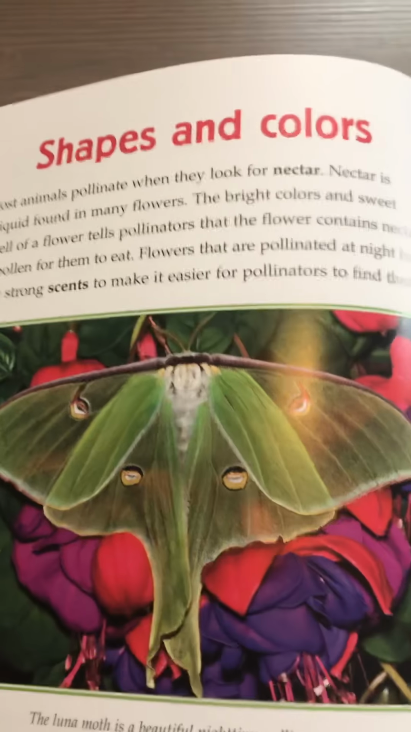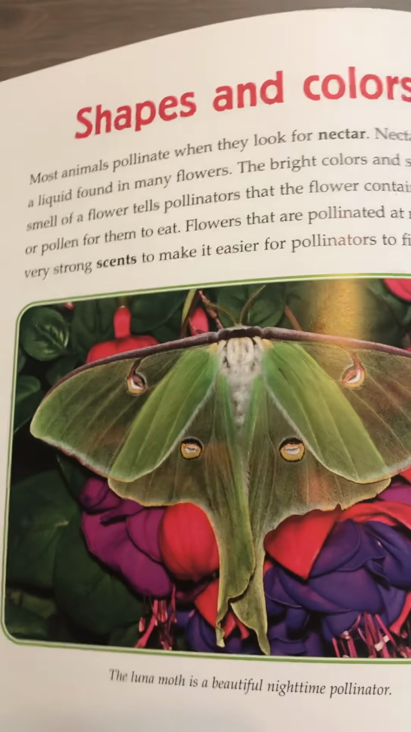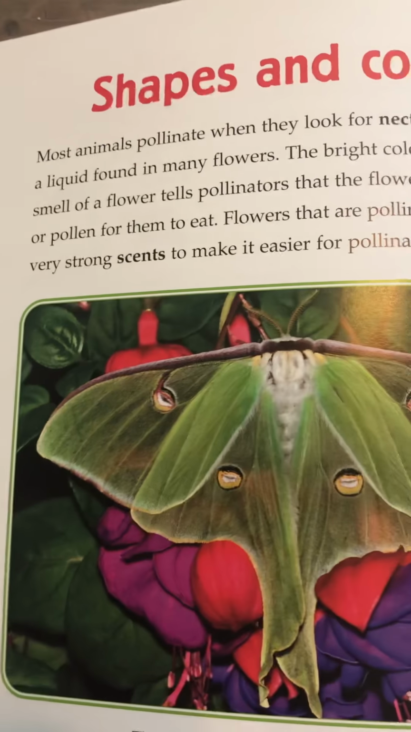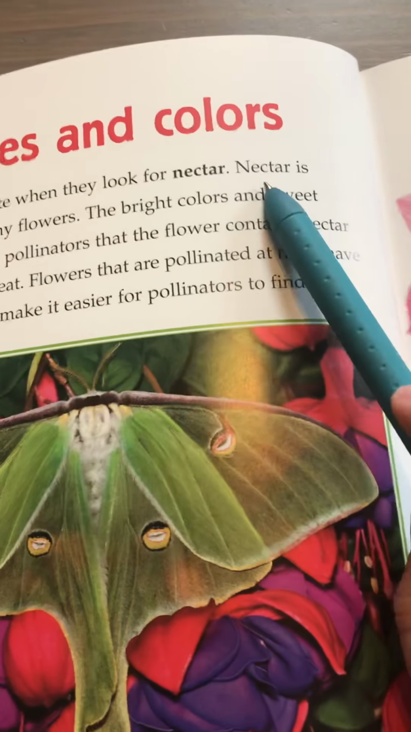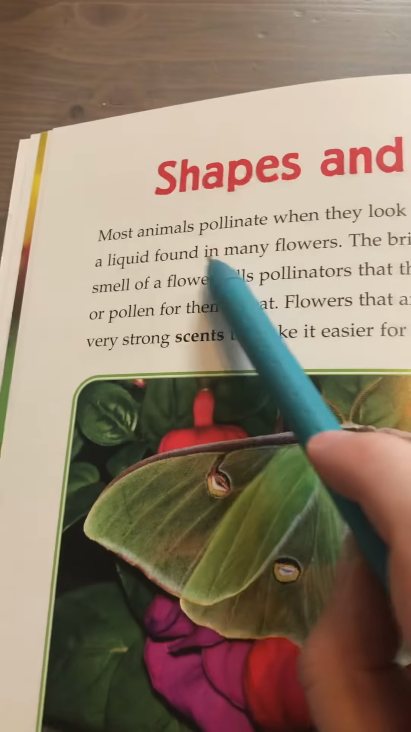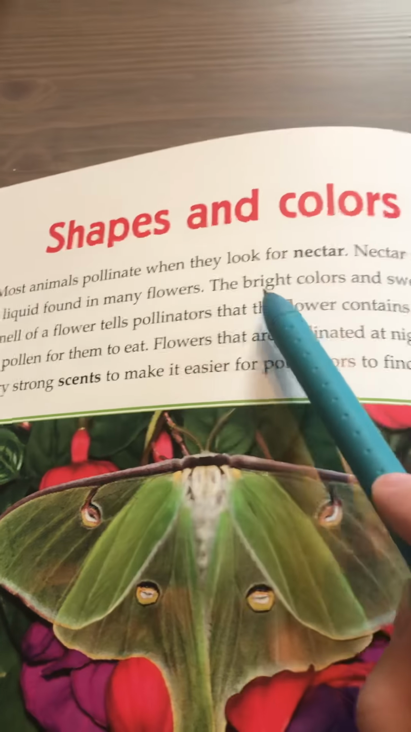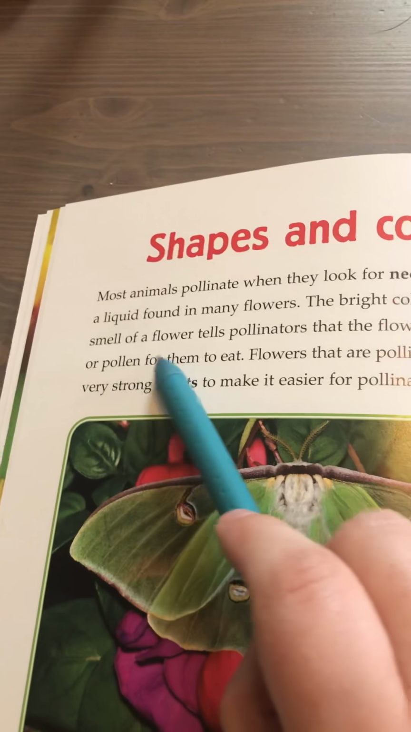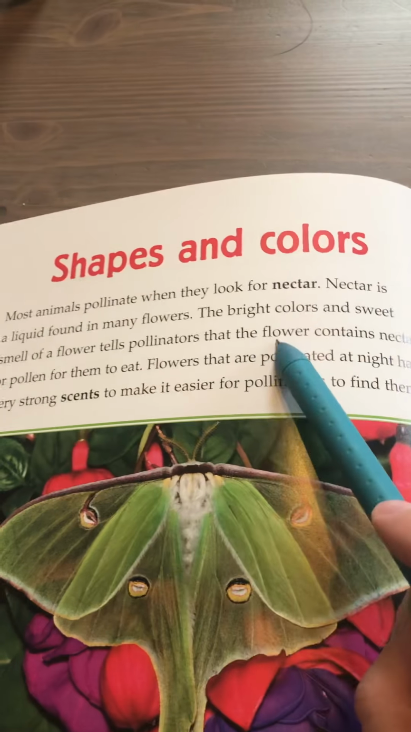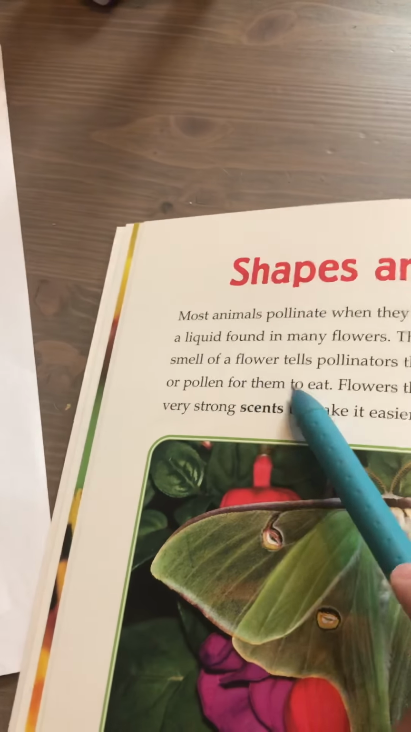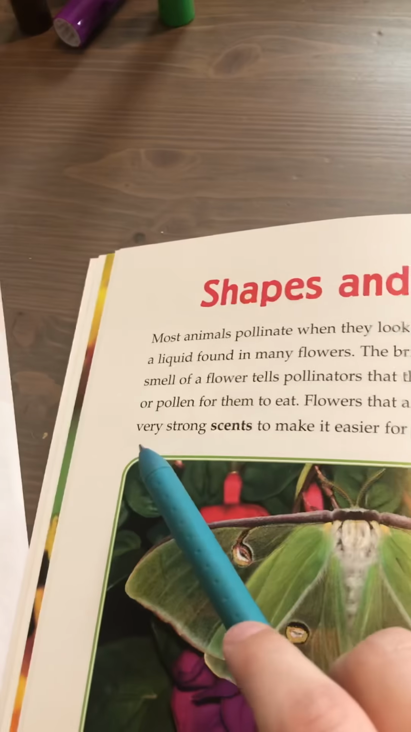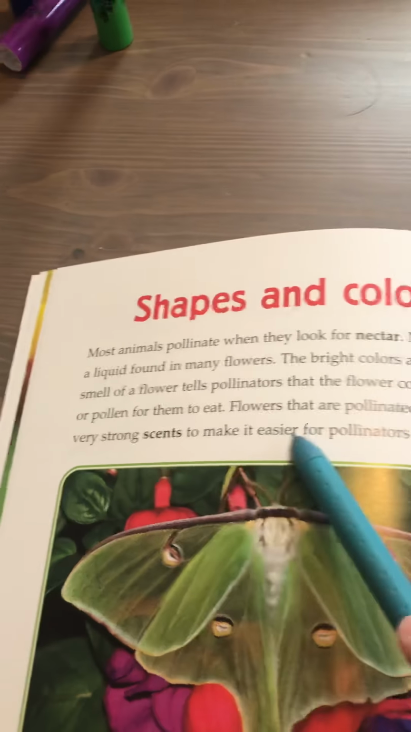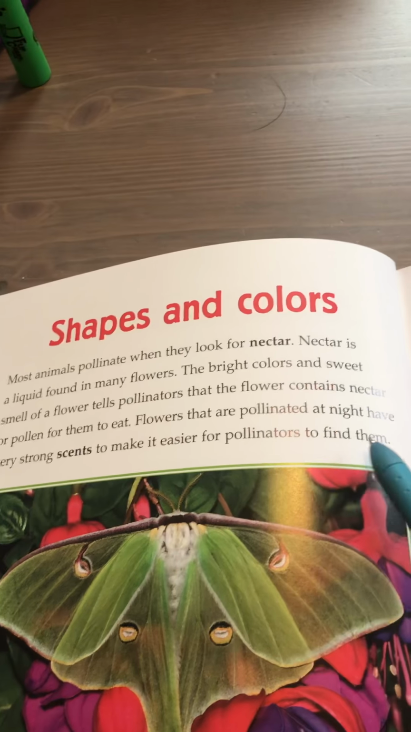So again, when I leave a word out, you're going to read that word loud and proud. Most animals pollinate when they look for nectar. Nectar is a liquid found in many flowers. The bright colors and sweet smell of a flower tells pollinators that the flower contains nectar or pollen for them to eat. Flowers that are pollinated at night have very strong scents to make it easier for pollinators to find them.